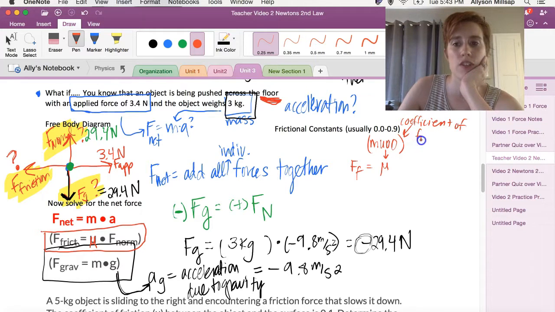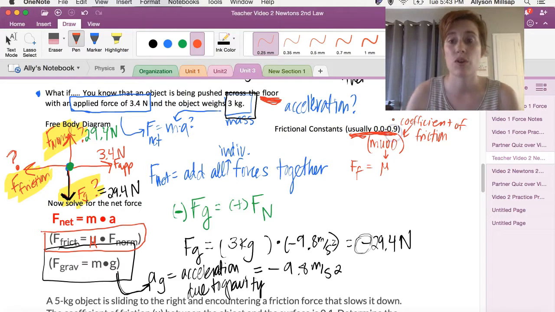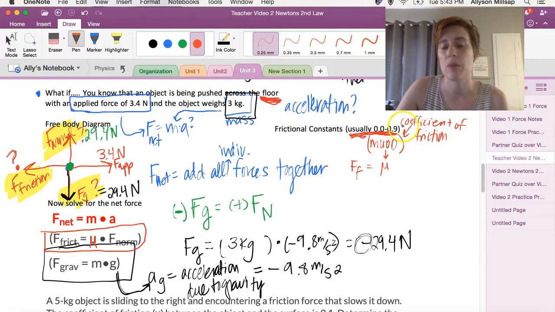The coefficient of friction is a value that usually goes from 0 to 0.9. It's like a constant. It's a frictional constant that exists for every single object that you're sliding something on. The bigger the number, so like 0.9 would be a bigger value, the rougher the surface is, the greater the friction is on that surface.